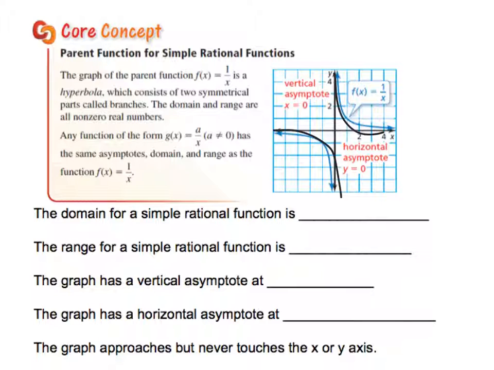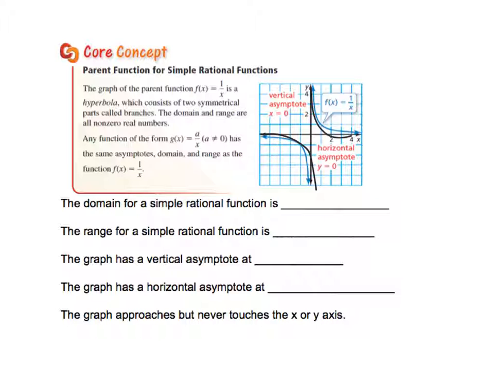And as we go through domain, range, asymptotes, things like that, the domain for a simple rational function is going to be all real numbers except 0. And the reason that it's all real numbers except 0 is because the vertical line is at x equals 0, and that's basically the asymptote of the graph.